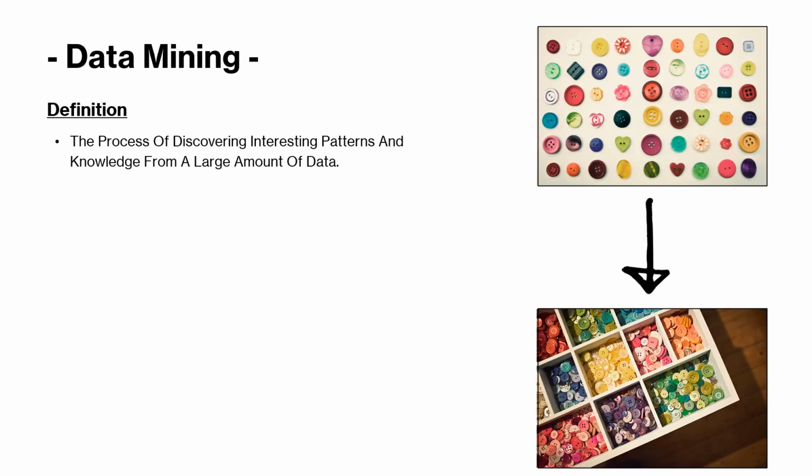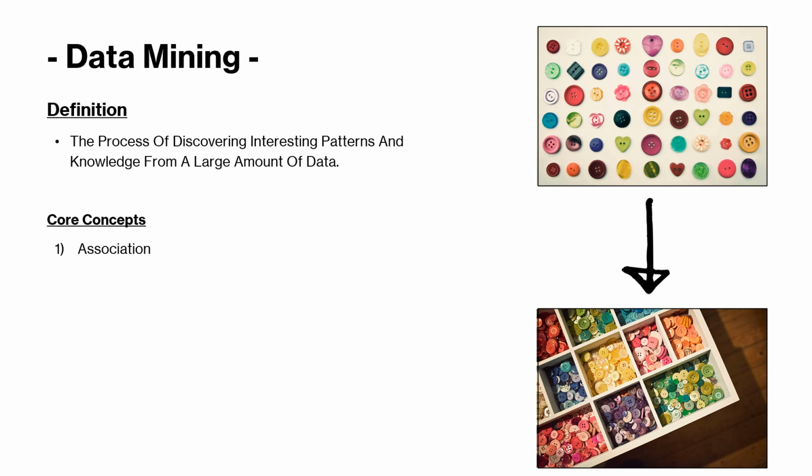So data mining. The definition of data mining is the process of discovering interesting patterns and knowledge from large amounts of data. Data mining is the process of identifying patterns, correlations, and anomalies in those large data sets using statistical and computational techniques. The goal is to deliver meaningful insights that might not be evident through traditional analysis.